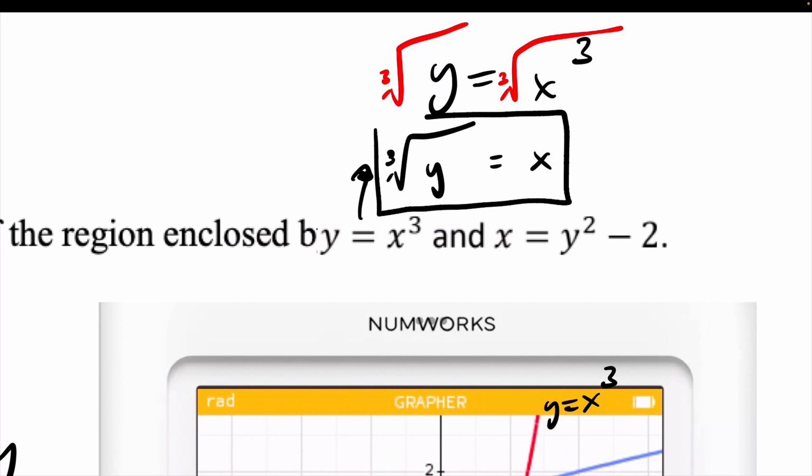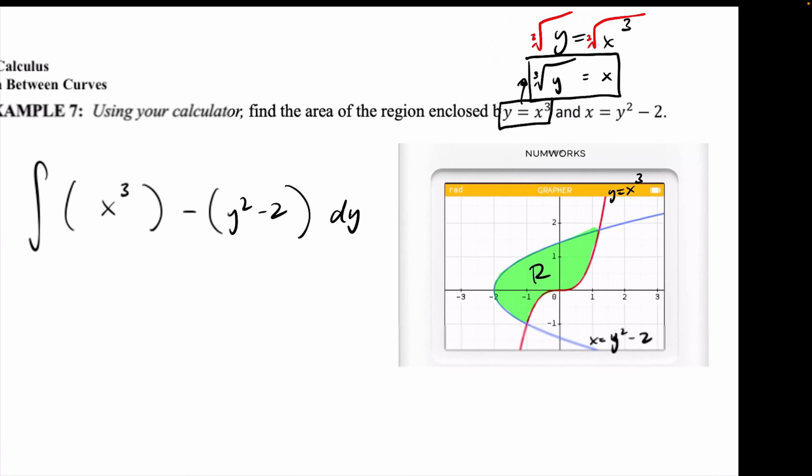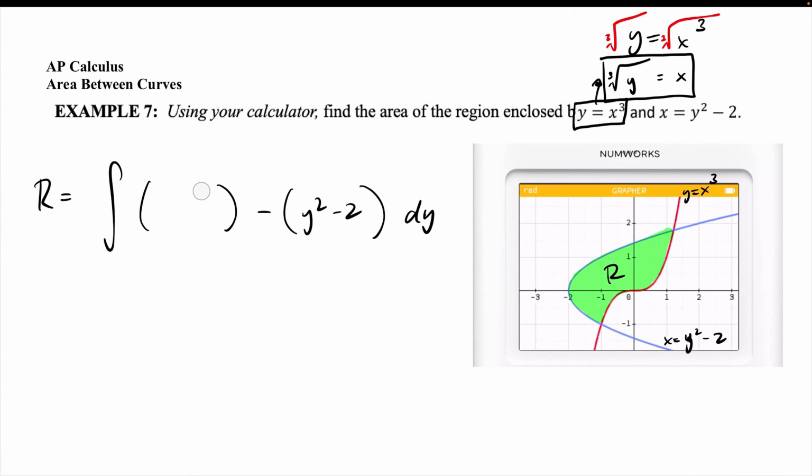This is the same as this guy here. One is just with respect to y, one is with respect to x. So that is the one I'm going to put first. x cubed is the same thing as the cube root of y. That was another big thing. Would it change the graph? The graph would still be the same. It's a good question.